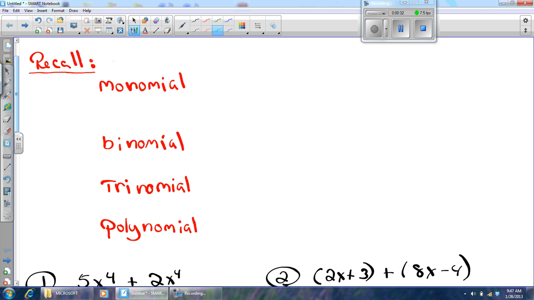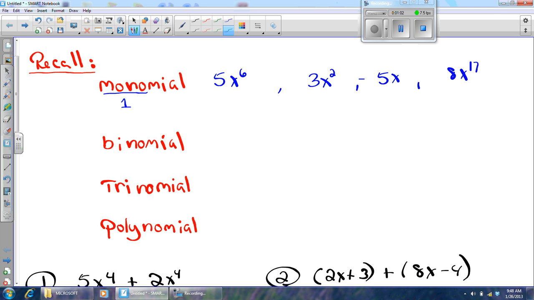All right, Kelsey, I'll bet you know what the prefix mono means. Mono means one. And when we have a monomial, we have one term. For example, this is a monomial because it's one term. This is also a monomial. This is a monomial. This is also a monomial. It's just one term isolated by itself.